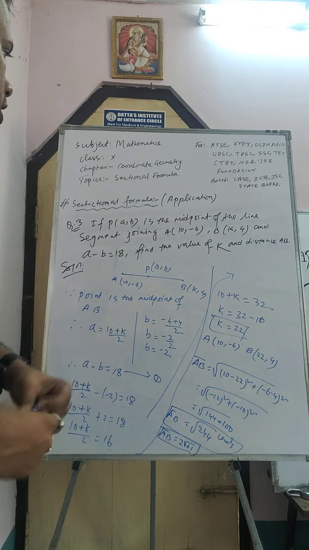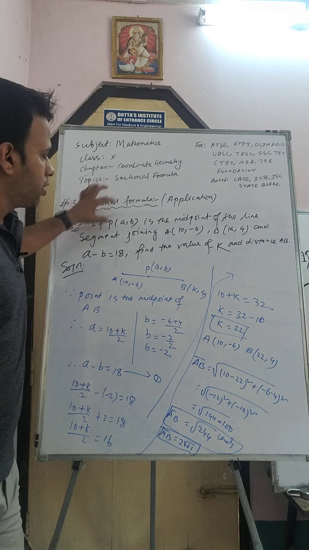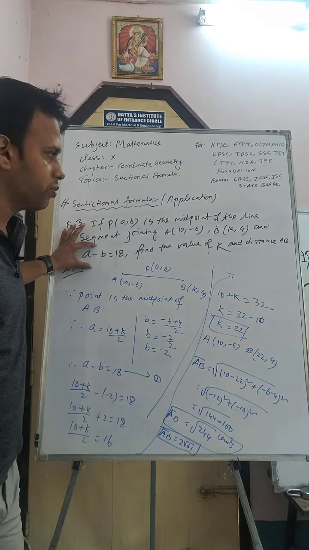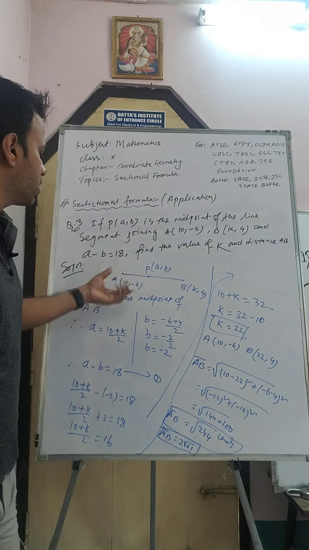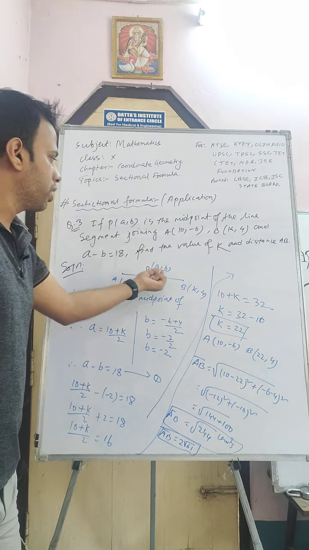Okay, so let me explain again here. In the question it is given that P(a, b) is the midpoint of these two points, and this equation is given. We have to find the value of k and the distance AB, right? Okay, fine. I first try to draw the two points A and B, and P, the midpoint, I put here.